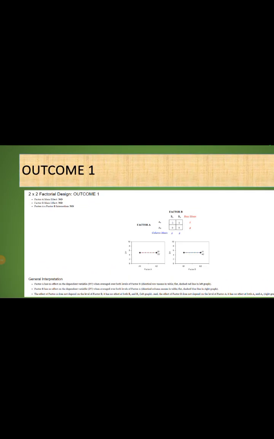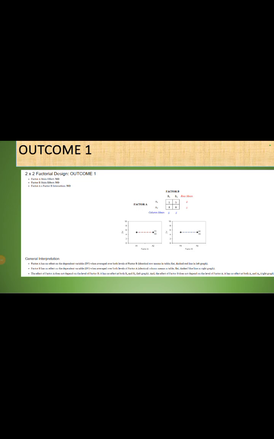For outcome 1: first, factor A has no effect on the dependent variable when averaged over both levels of factor B. Second, factor B has no effect on the dependent variable when averaged over both levels of factor A. Third, the effect of factor A does not depend on the level of factor B. It has no effect on both B1 and B2. So as you can see there, it has no effect basically.